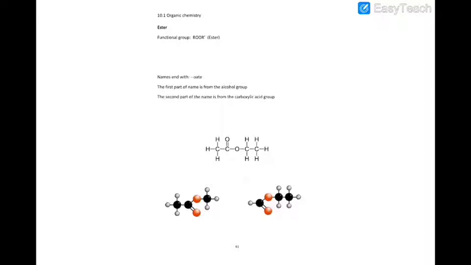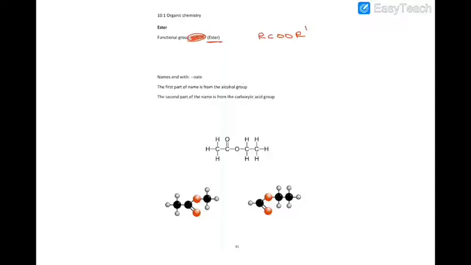Let's look at the esters homologous series. So the functional group is called an ester, and this is R, COO, R dash. So you have alkyl chains on both sides. They can or cannot be the same. So R dash can be equal to R.